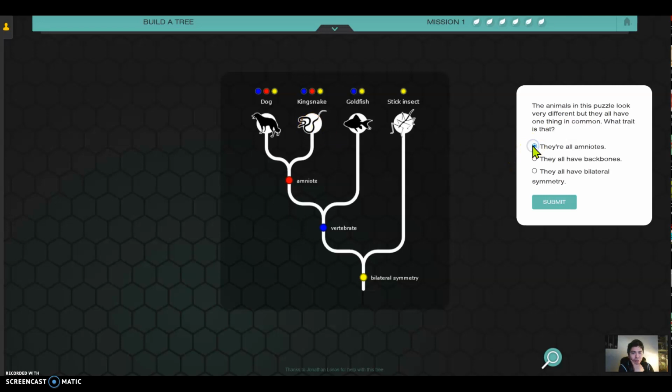They're both amniotes. The animals in this puzzle look very different, but they all have one thing in common. What is it that they all have in common? Bilateral symmetry. This one has bilateral symmetry, this one has bilateral symmetry, and so do the rest.